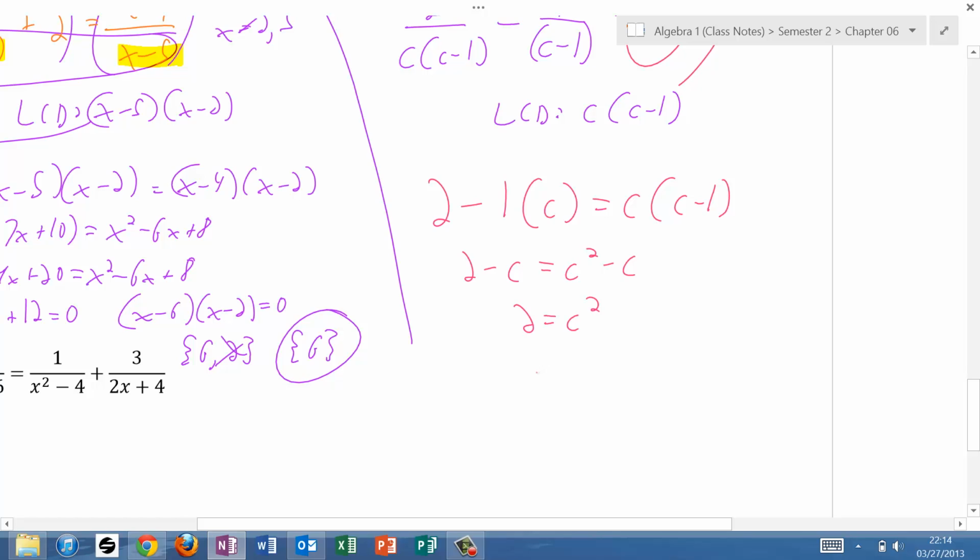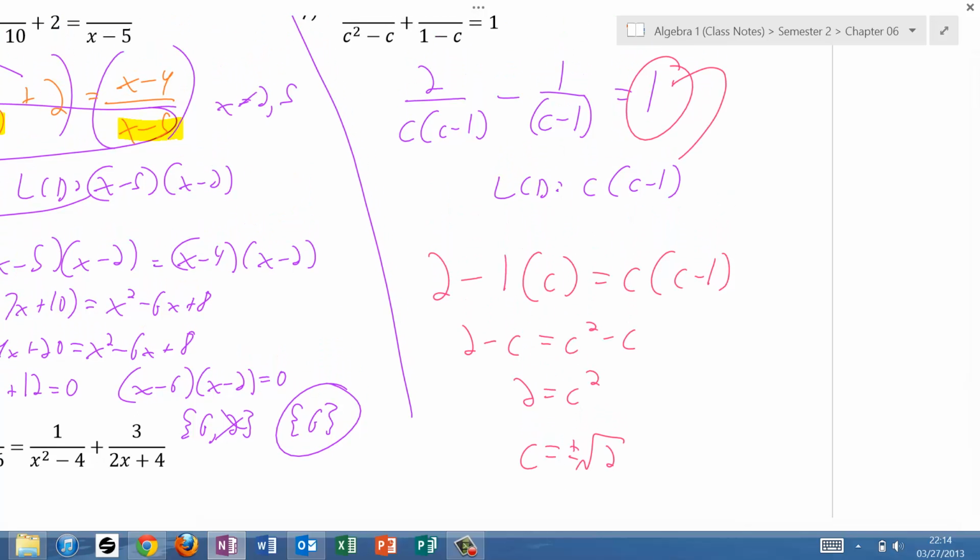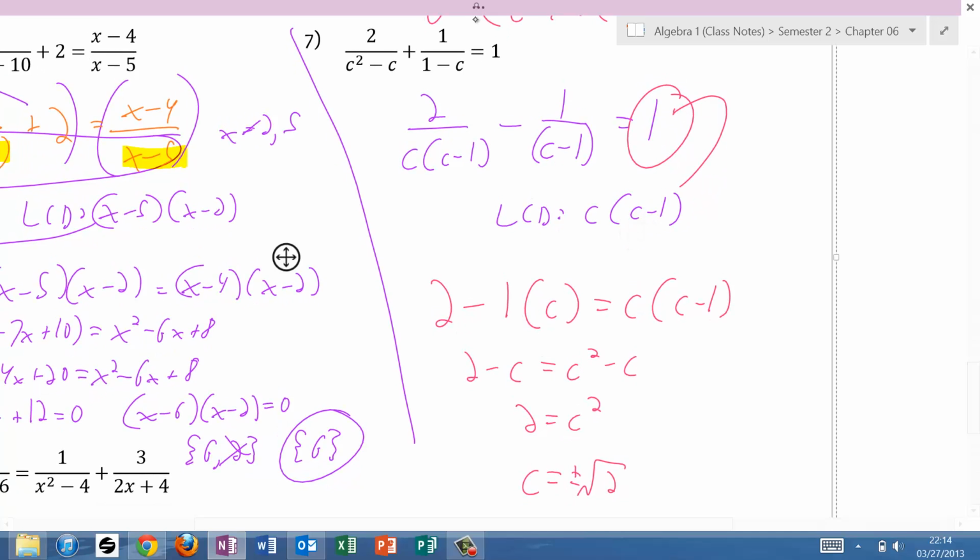Now, at this point, I wouldn't expect you guys to know yet how to solve this, because c would be equal to the square root of 2, but you'd have to put plus or minus. So, don't worry so much about that one.